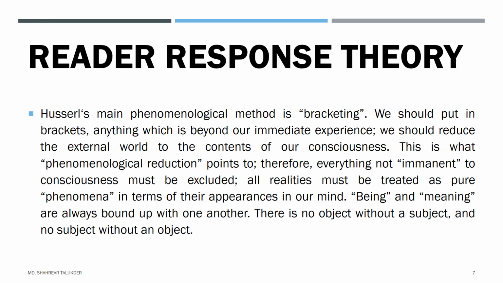So there is no object without a subject. If you want to imagine an object, then there must be a subject, and no subject without an object. If there is no object, there is no subject. If there is no subject, there is no object. So for subject and object, or the thought and the thing, you can see they are interrelated and they should exist together. They cannot live exclusively, but they live inclusively.